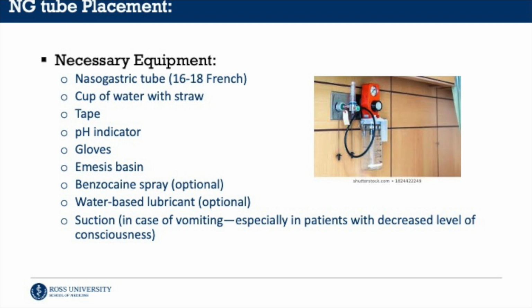Now, let's talk about NG tube placement itself. But first, we have to gather our necessary equipment. Here on the slide listed, you will see some of the necessary equipment which will be needed for the procedure. Of course, the nasogastric tube itself, preferably 16 to 18 French in size, a cup of water with straw, some tape to secure the tube after placement, a pH indicator, some gloves, an emesis basin, a benzocaine spray, or water-based lubricant, both of which for patient comfort, and suction, in case of vomiting, especially in patients with a decreased level of consciousness.